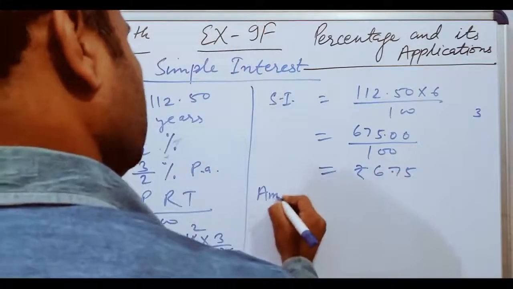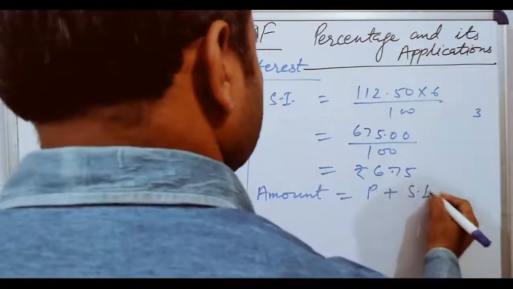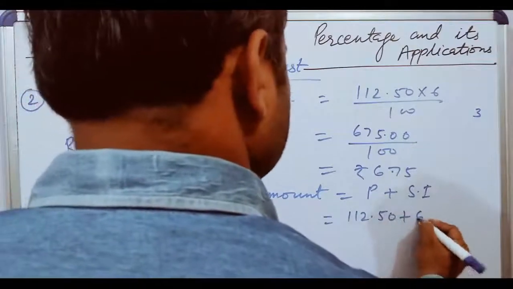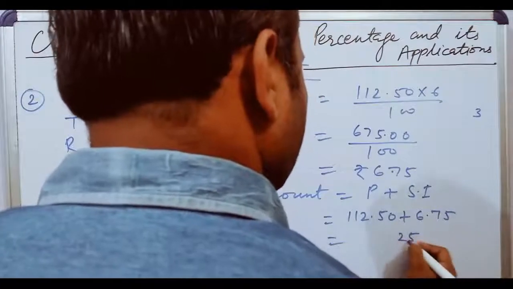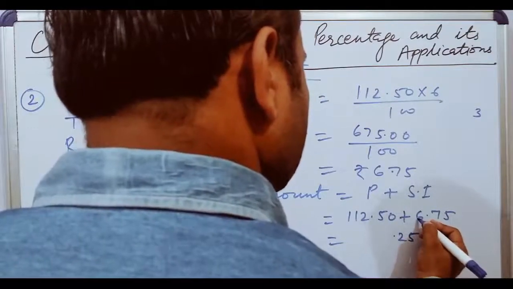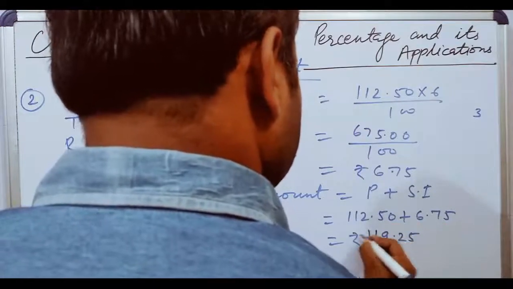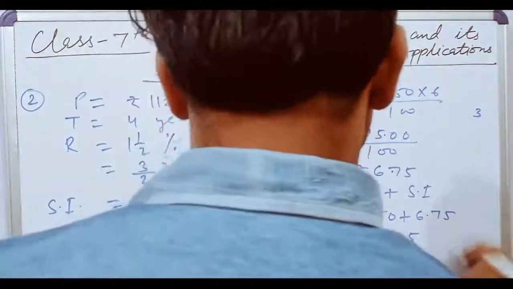Then amount equals principal plus SI. Principal 112.50 plus 6.75 gives 119.25. 119.25 rupees is the answer.